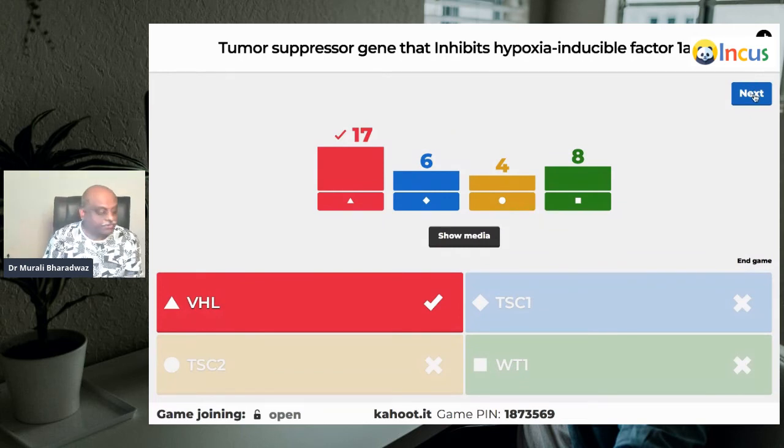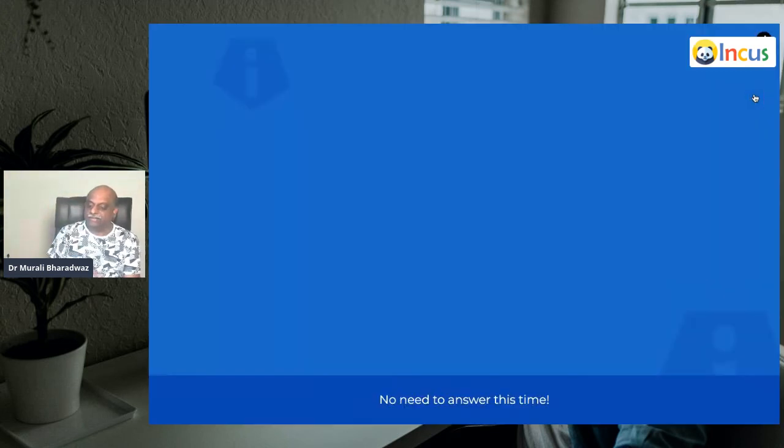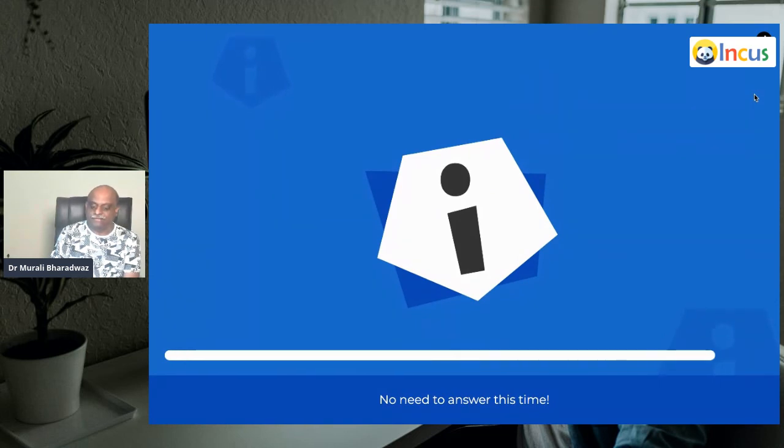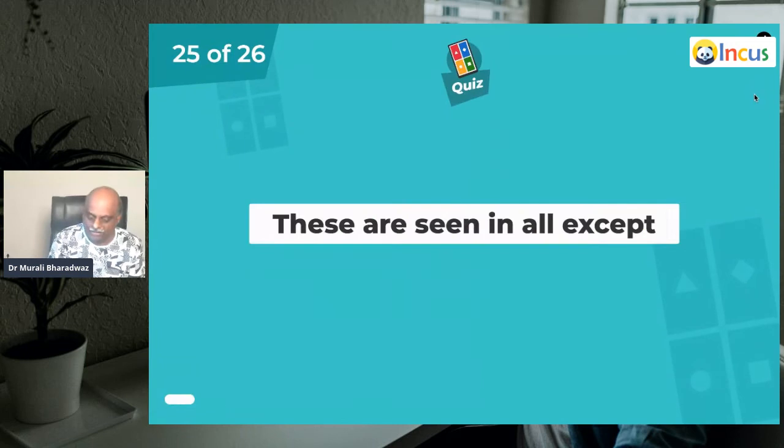Very good. 17 of you are right by saying von Hippel-Lindau gene, VHL. That keeps Sairam, Dr. Ram, Vaishnavi, Thor, Sid. Everyone. So TSC2 is called tuberin protein. Once more in tuberous sclerosis. VHL inhibits hypoxia inducible factor 1A, which is von Hippel-Lindau disease. WT1 is associated with the Wilms tumor.